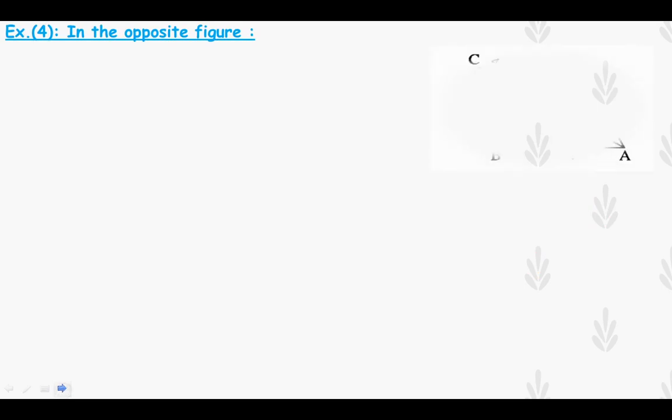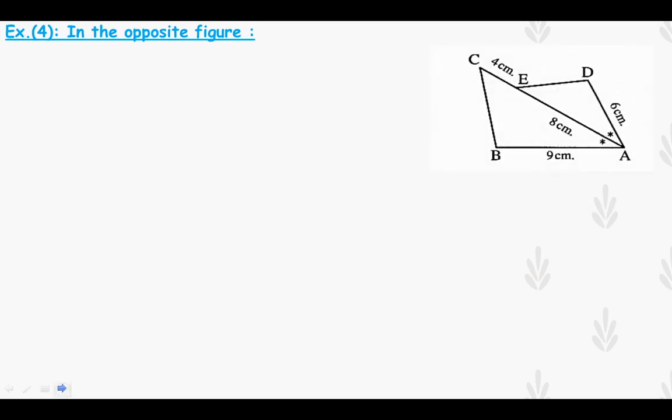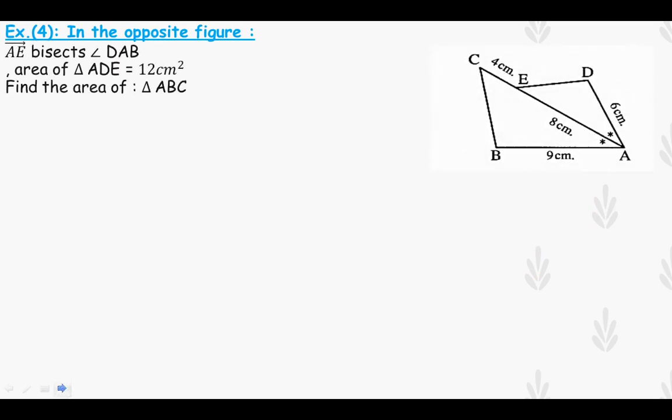Example 4. In the opposite figure, AE bisects angle DAB, and the area of triangle ADE equals 12. Find the area of triangle ABC. Okay, here we are going to apply the similarity second case, the similarity third case, and we are going to apply the rules of the area.